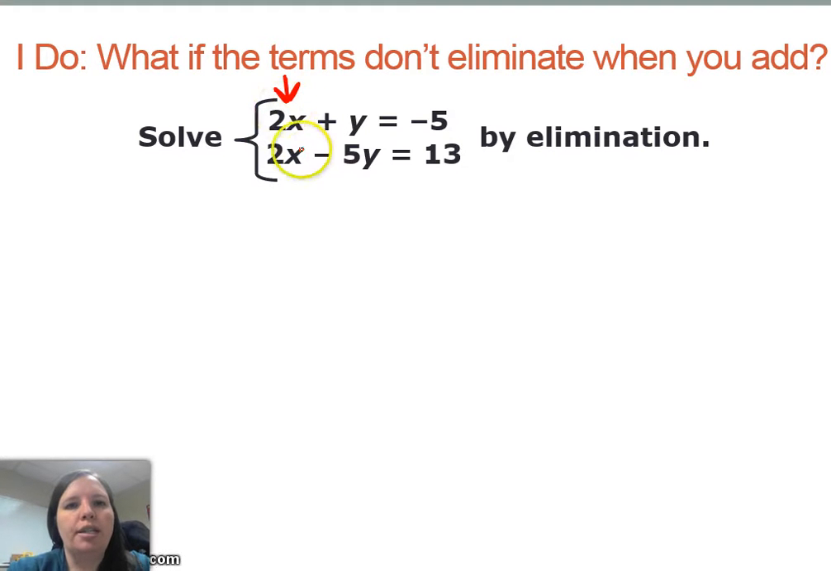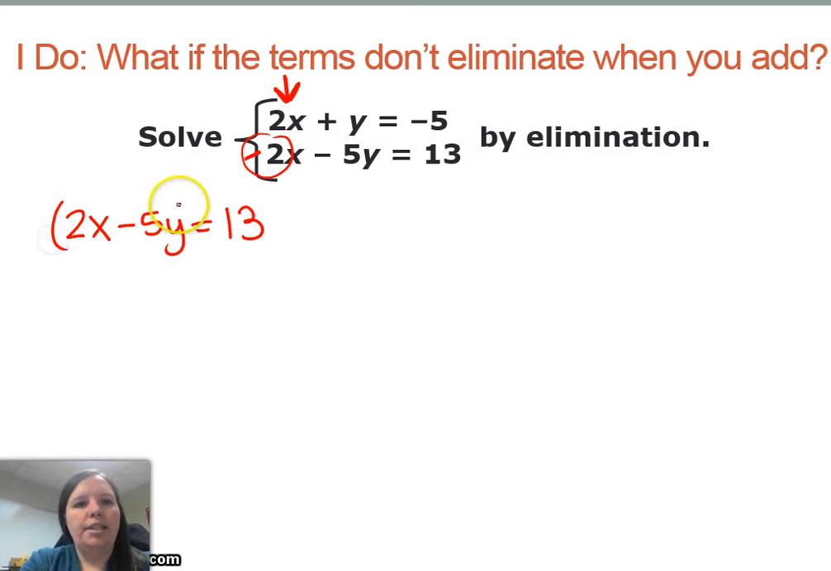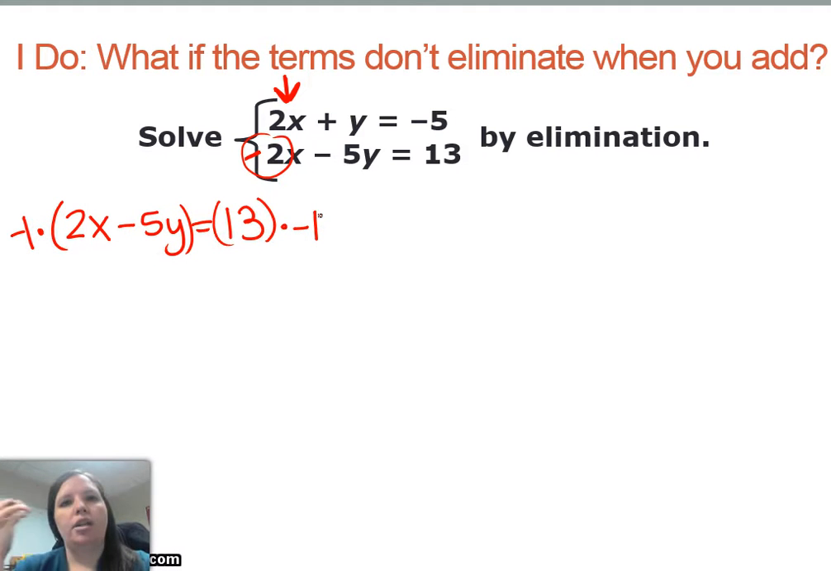I see a 2x in the first spot. What do I wish I saw in the second spot? I really wish the second equation instead said negative 2x. That's kind of my dream situation. So I'm going to take that second equation and turn it into negative 2x using legal algebraic operations. Well, how do I do that in a legal way? I can take the left side of my equation and multiply by negative 1, and the right side of my equation multiply by negative 1. Am I allowed to do that?